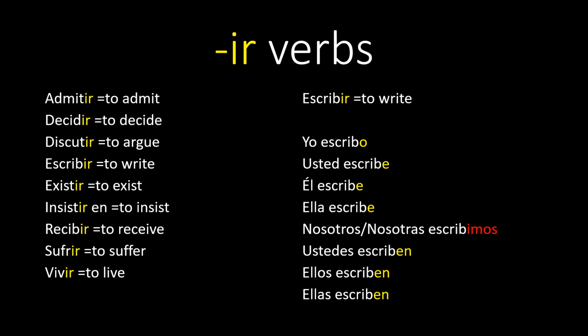Taking a look at escribir, you take off the IR and you add the endings that you see in yellow, and then there's the notable one there, nosotros and nosotras, that ends with imos, I-M-O-S. Yo escribo, usted escribe, él escribe, ella escribe, nosotros escribimos, nosotras escribimos, ustedes escriben, ellos escriben, ellas escriben.